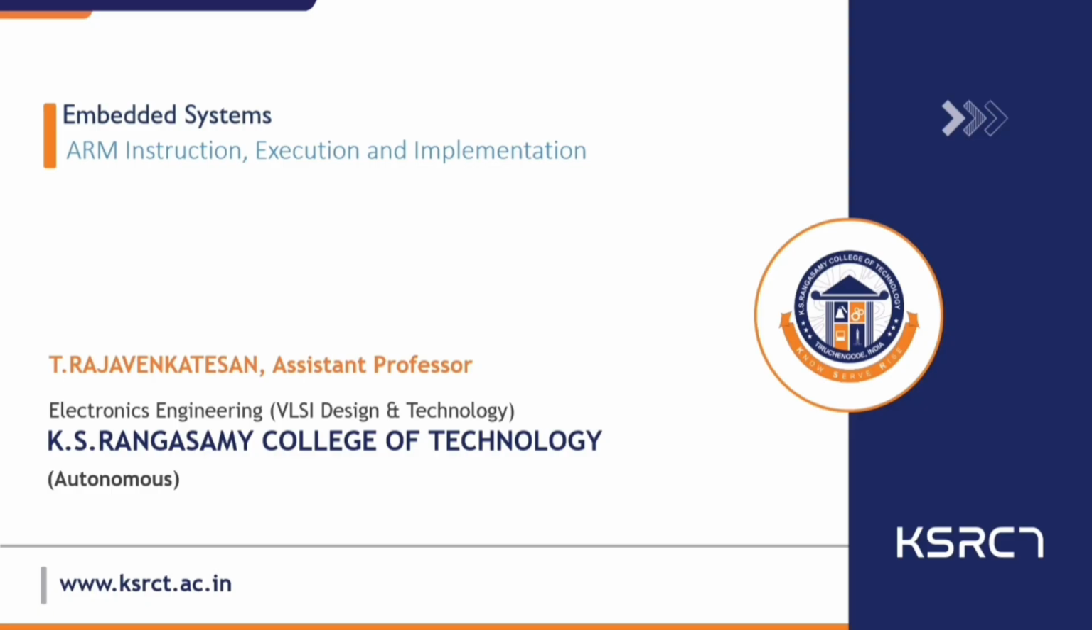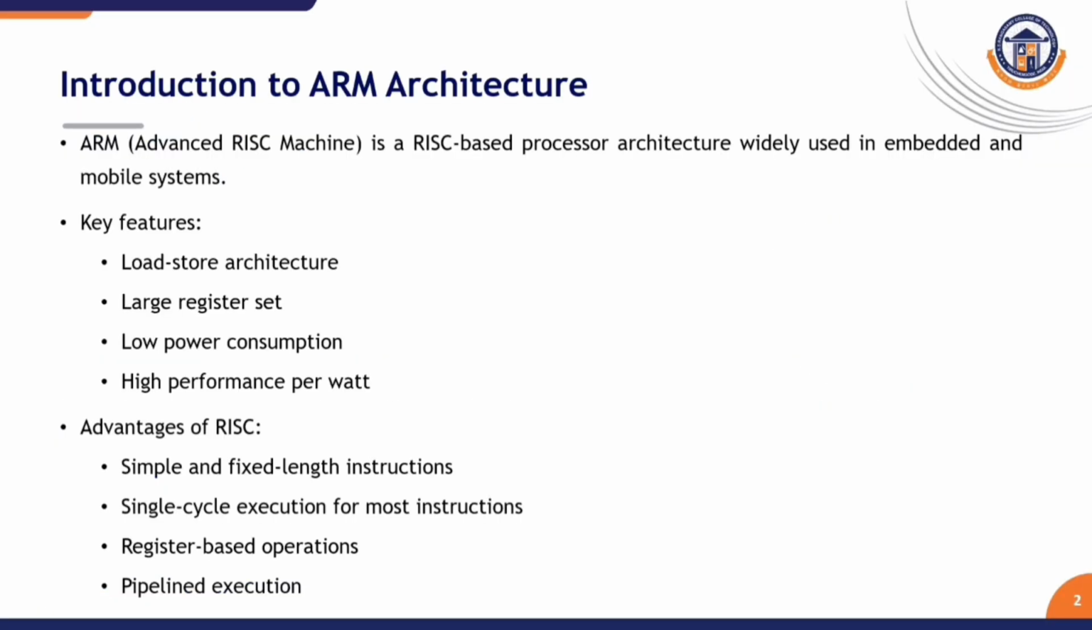Reduced instruction set computer principles. Key features of ARM: it has a load-store architecture, where only load and store instructions access memory. It has a large register set, which reduces memory access and improves speed. It has low power consumption. It is ideal for battery-operated devices, with high performance per watt.